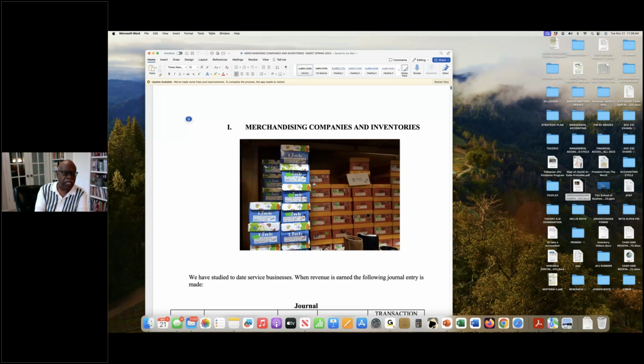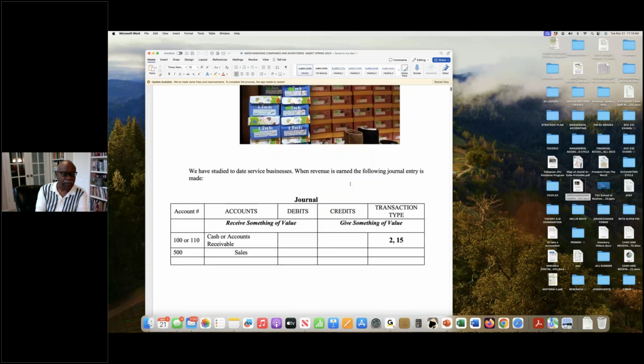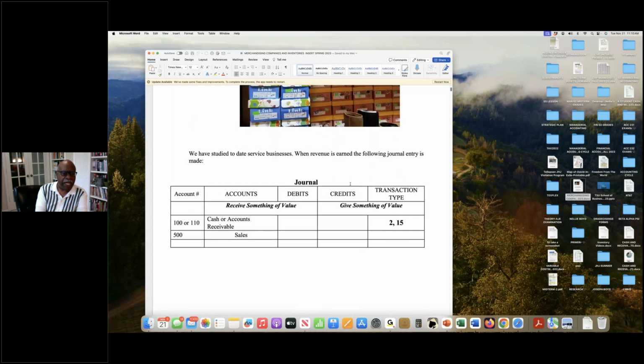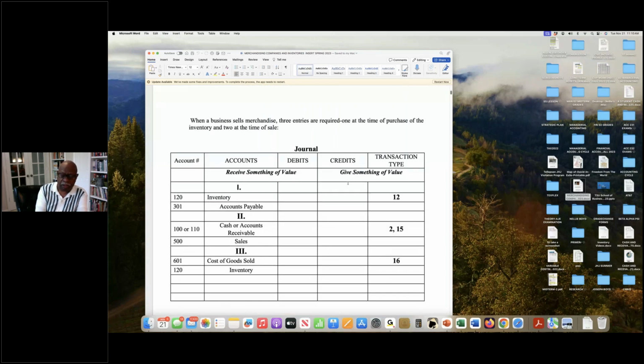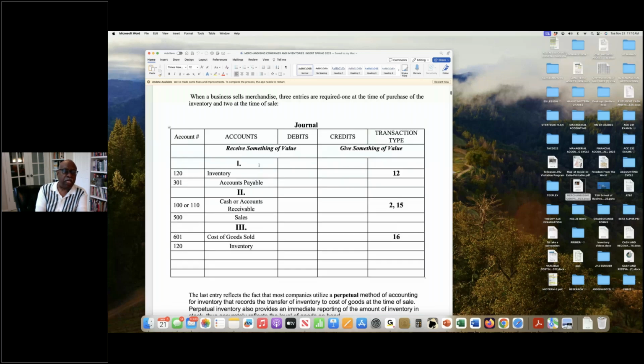Okay, so let's begin then to look at managerial merchandising accounting. In merchandising accounting, there are three journal entries. Journal entry one, you buy the inventory.